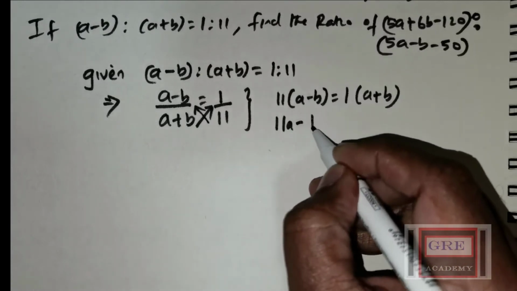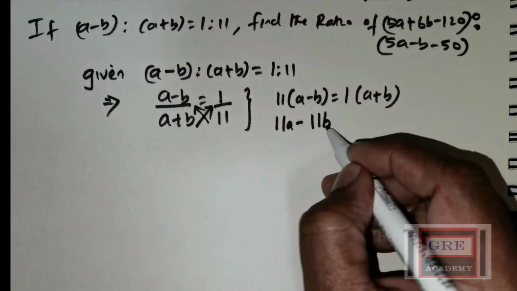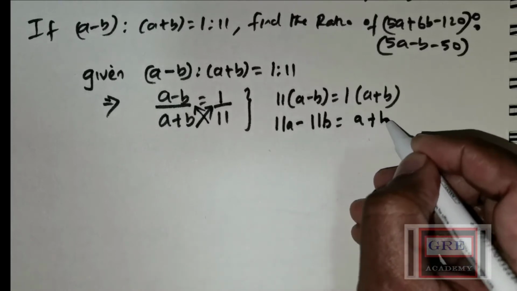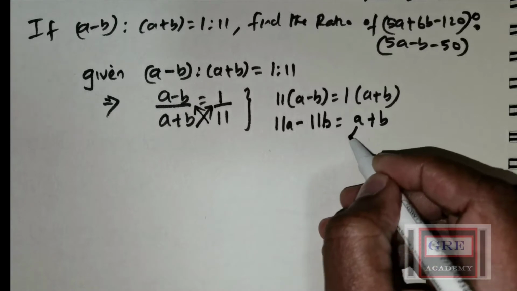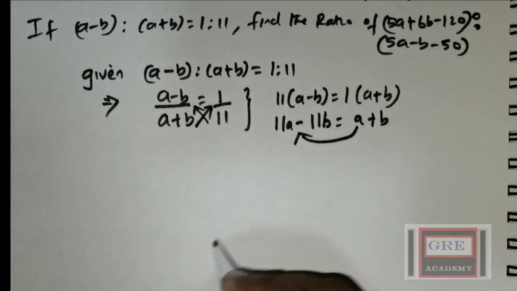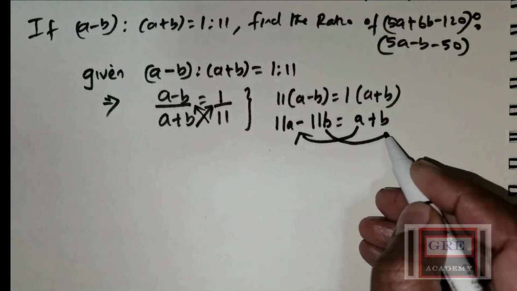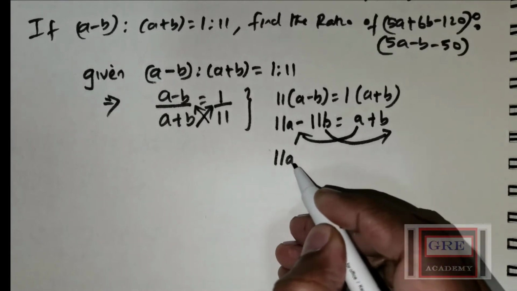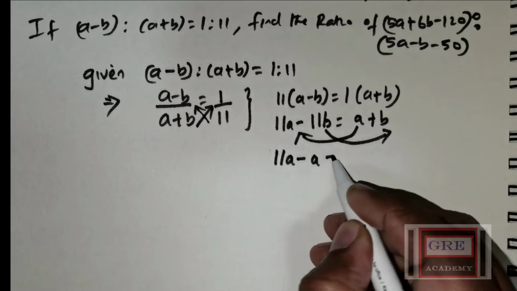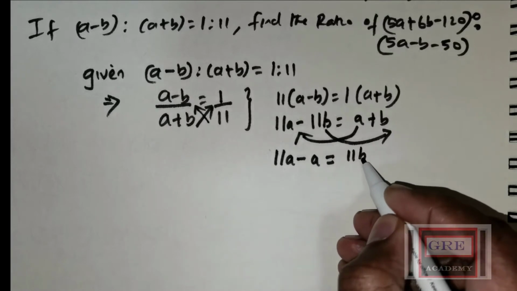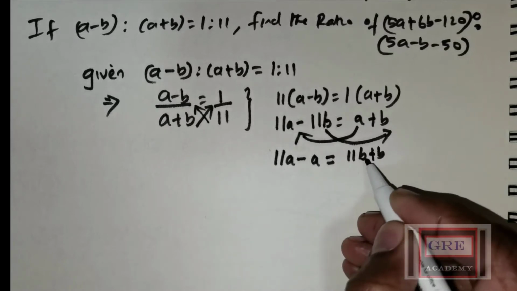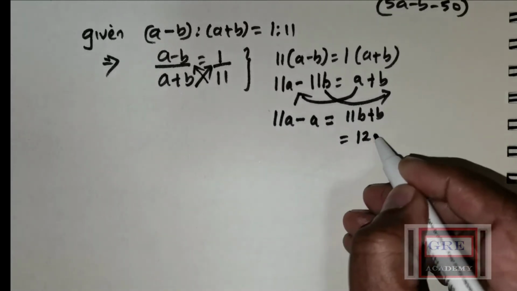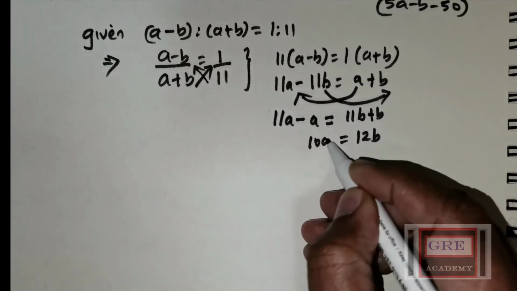This is 11a − 11b = a + b. Now if you were to move the a to the left and 11b to the right with a negative sign, then you would get 11a − a = 11b + b. Now this is going to be 12b. Now this is going to be 10a.